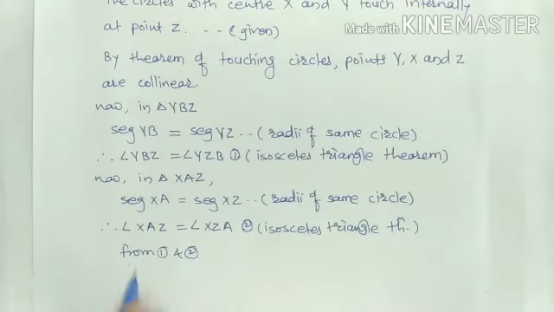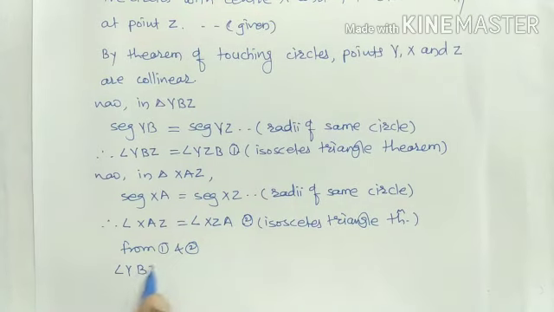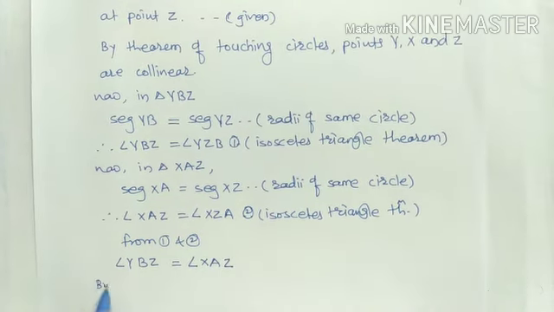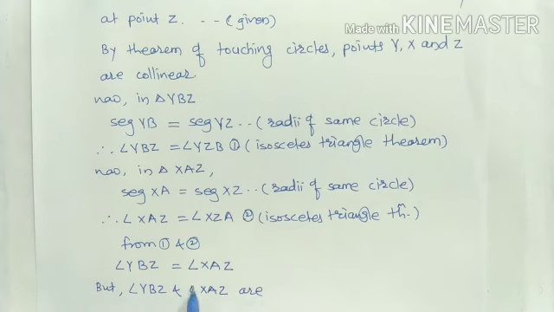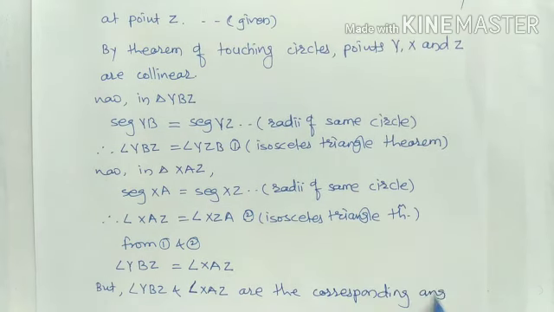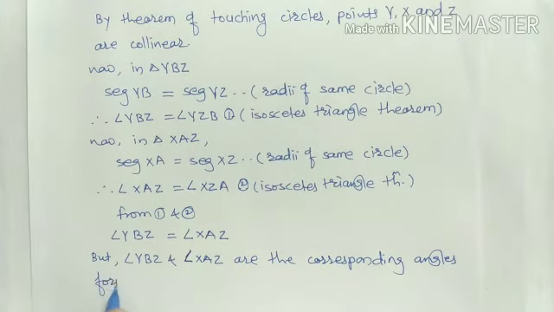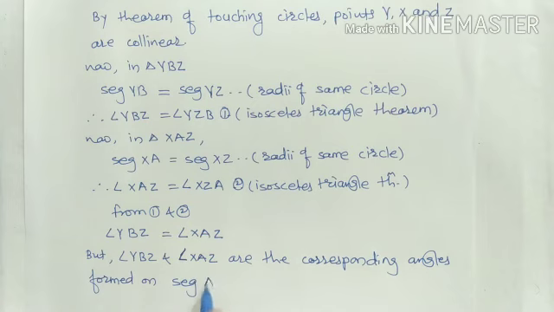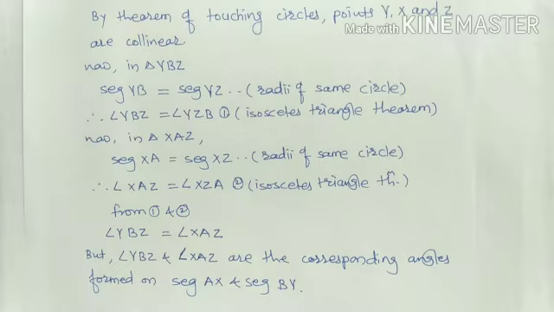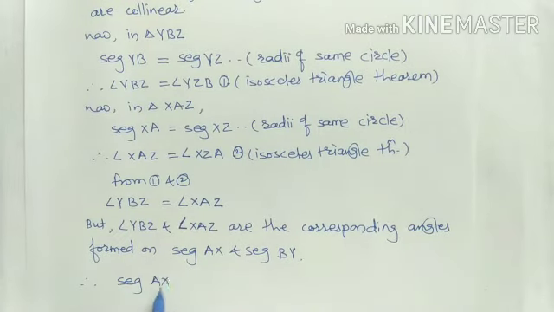So from first and second, angle YBZ equals or is congruent to angle XAZ, but angle YBZ and angle XAZ are the corresponding angles formed on segment YB and AX and segment BY, and therefore segment AX is parallel to segment BY by corresponding angles test.